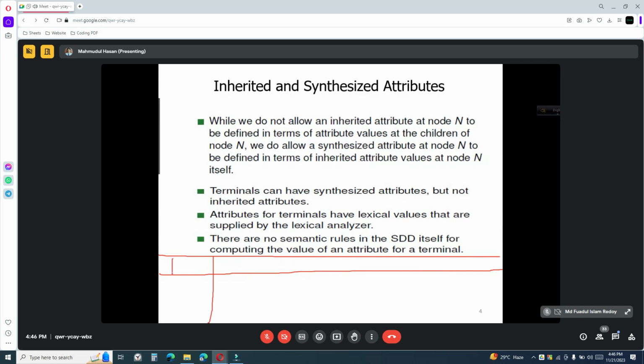So suppose this is our production rule and this is our semantic rule.